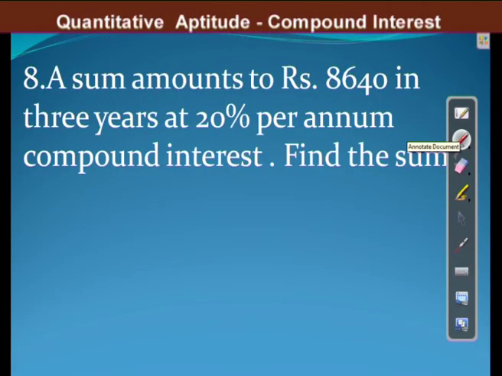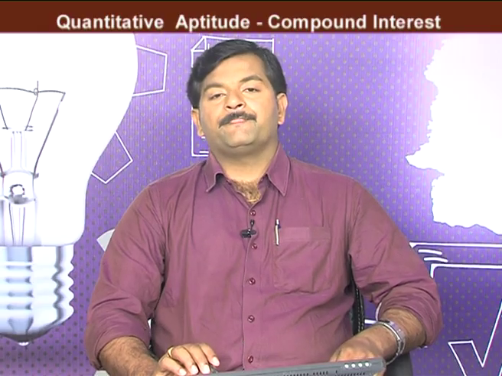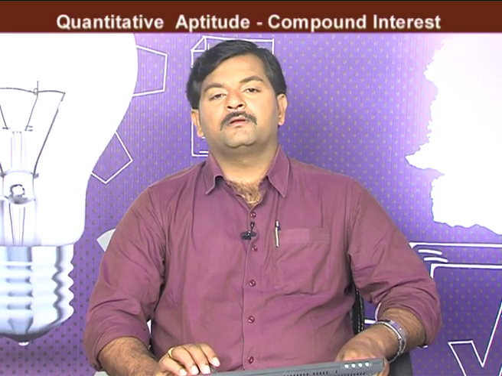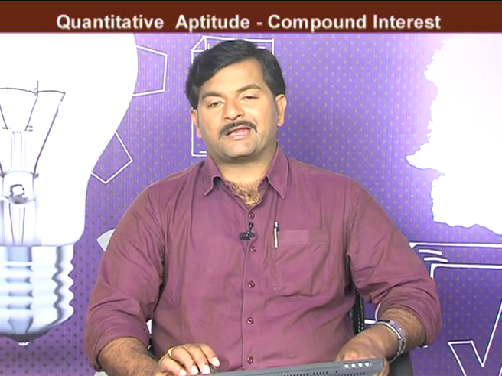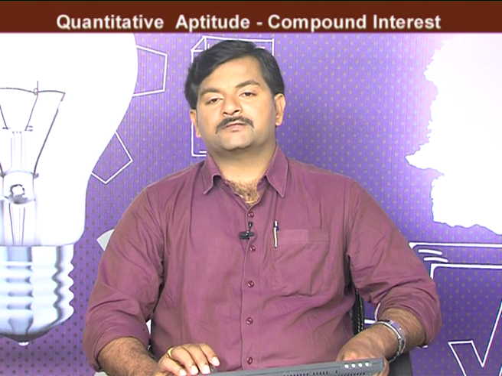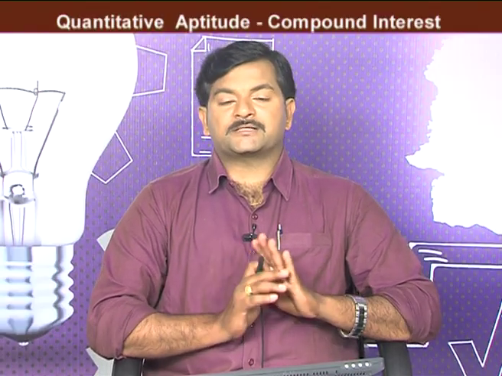A sum amounts to 8640 in 3 years at 20% per annum compound interest. Find the sum. Wow. A sum amounts to 8640 in 3 years at 20% per annum compound interest. Find the sum. In previous questions, if he gave the principal, then we were able to find out the amount or interest.